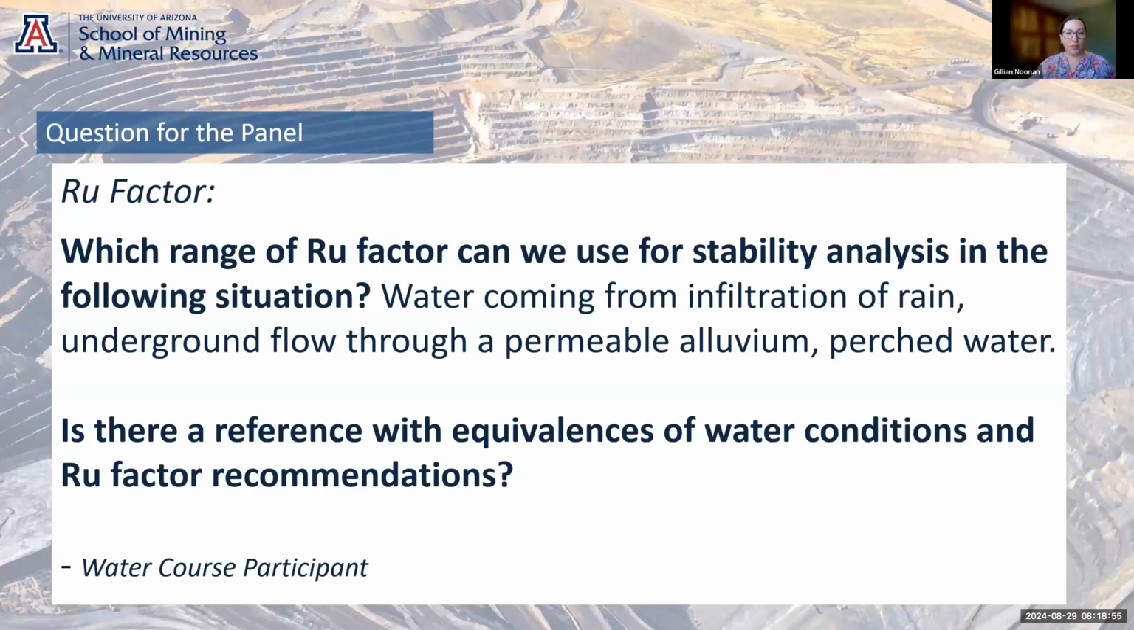So going into our next question that came in from one of the participants of the water course, and this is on the RU factor. The question is, which range of RU factor can we use for stability analysis in the following situation? Water coming from infiltration of rain, underground flow through a permeable alluvium, perched water. And then a second part to that question is, is there a reference with equivalences of water conditions and RU factor recommendations? So I'll open that up to the panel. I know, Phil, you do talk a bit about this in your presentation in the course. Would you like to start?